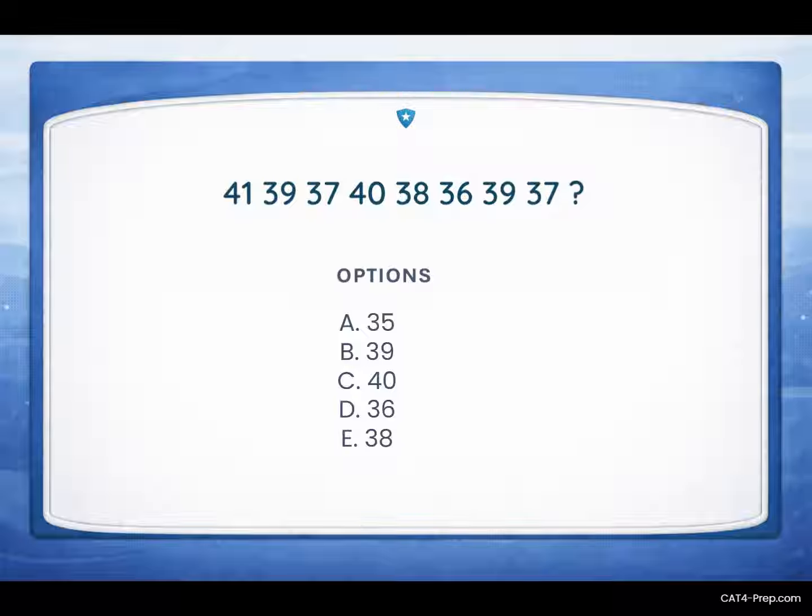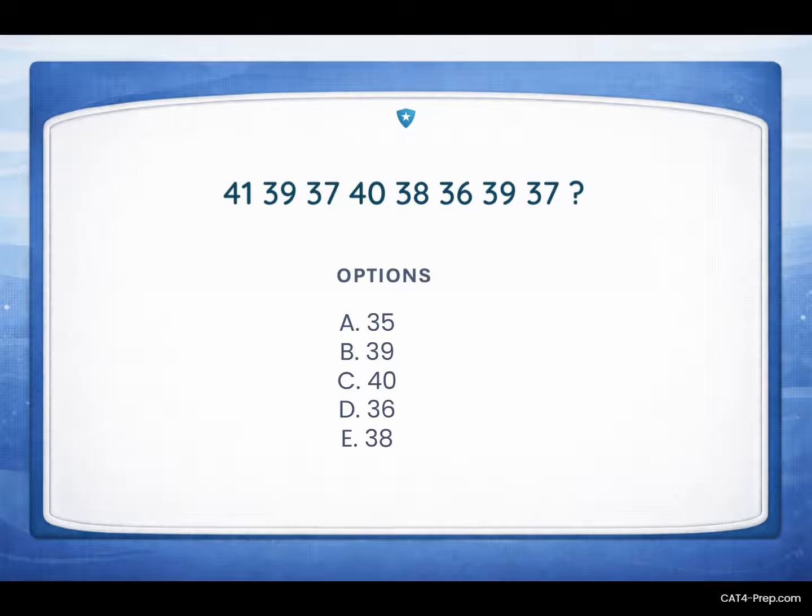All right, let's solve this number series carefully. The sequence is 41, 39, 37, 40, 38, 36, 39, 37, and a missing number. First, look at the changes. 41 to 39 is -2. 39 to 37 is -2. 37 to 40 is +3. So the change pattern is -2, -2, +3.